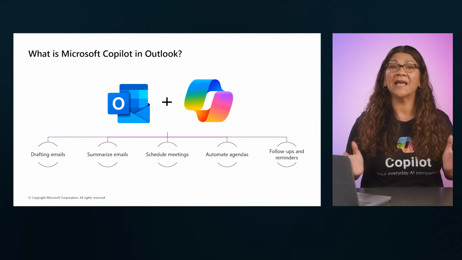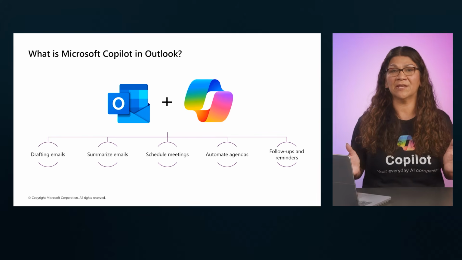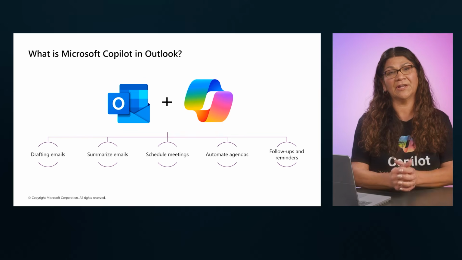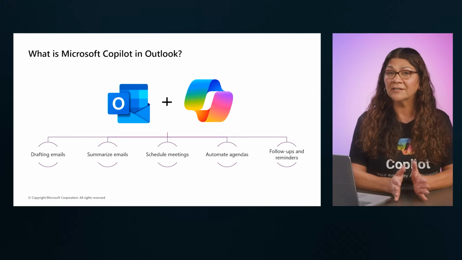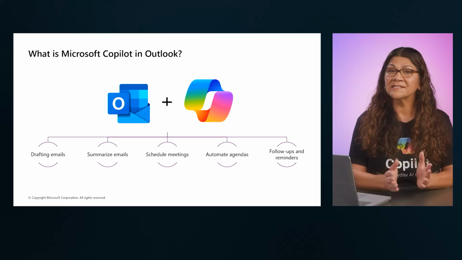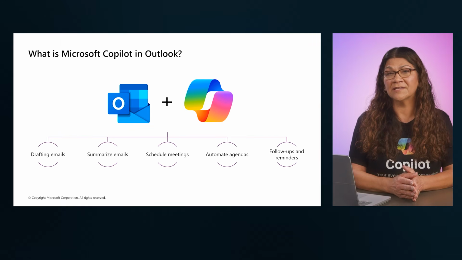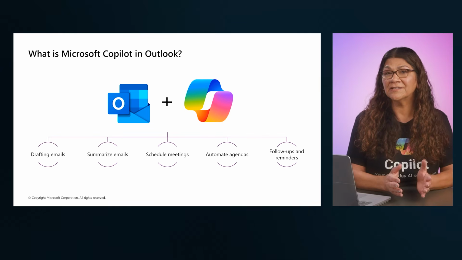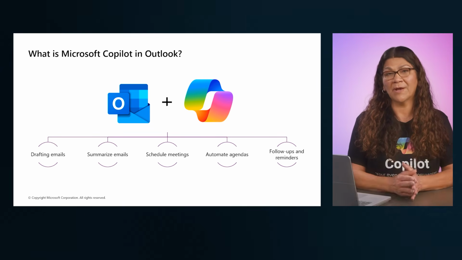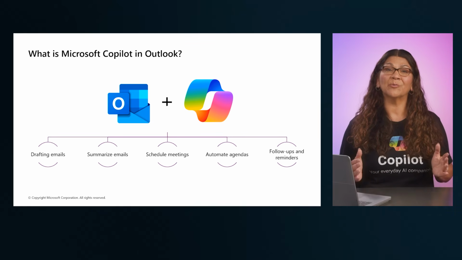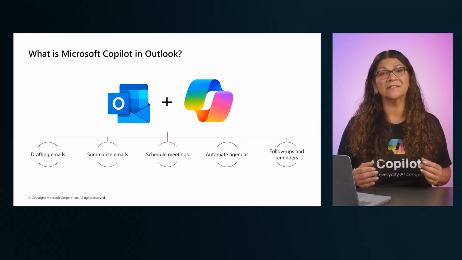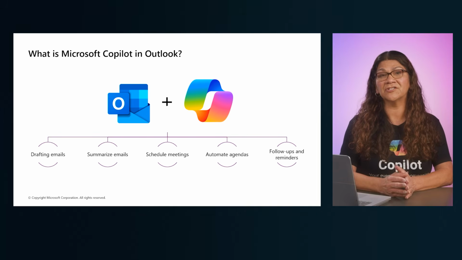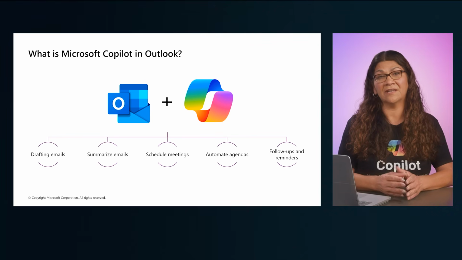Microsoft Copilot in Outlook transforms everyday email and meeting management with a more streamlined, intelligent experience. Copilot helps draft clear, well-toned emails, summarize long and complex email threads, schedule meetings directly from conversations, automate agendas, and manage follow-ups and reminders. The goal is to equip you with practical skills to reduce inbox overload, stay organized, and handle communication and coordination tasks more efficiently using AI.